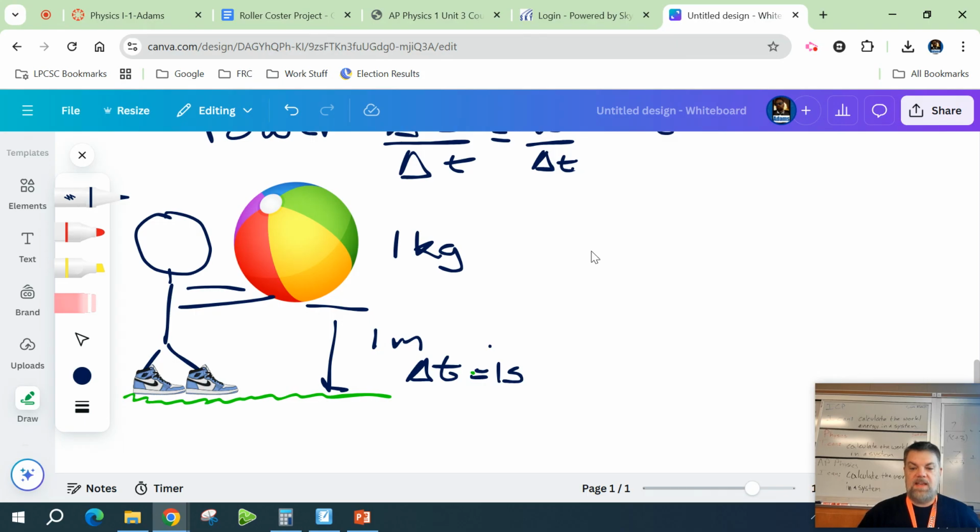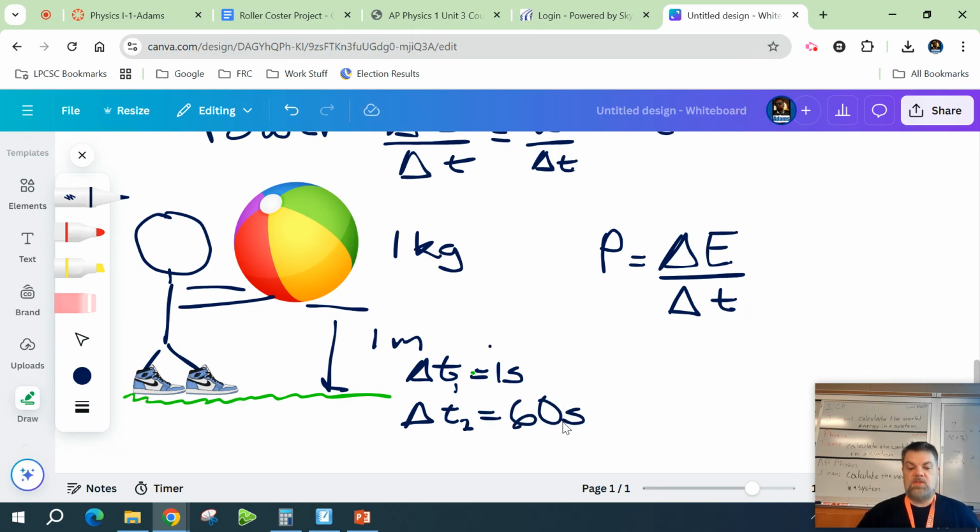So then I can figure out the power by figuring out a couple of things. If I do the energy over time, I could do that, or if I do the work over time, I could do that. We're going to do two scenarios. The first time I drop it, T1, it's 1 second. The second time I drop it, maybe there's a big gust of wind, but it takes 60 seconds to drop it. Okay. So there's a couple ways you could do this. It's also equal to the work done over time.